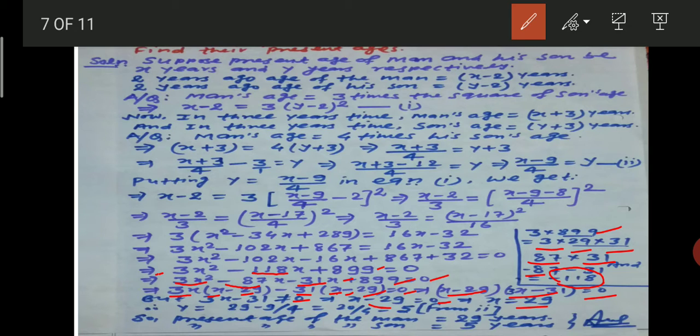Therefore y will be equal to, from the second equation, (29 minus 9) upon 4, that is 20 upon 4, which will be equal to 5. Hence the present age of the man is 29 years and the present age of the son is 5 years. Okay.